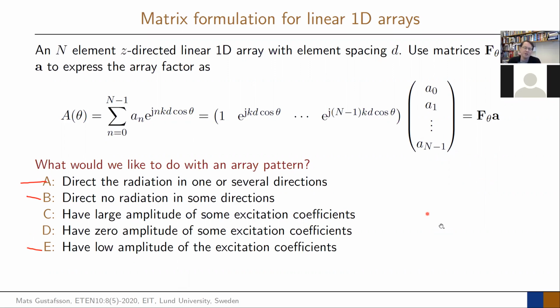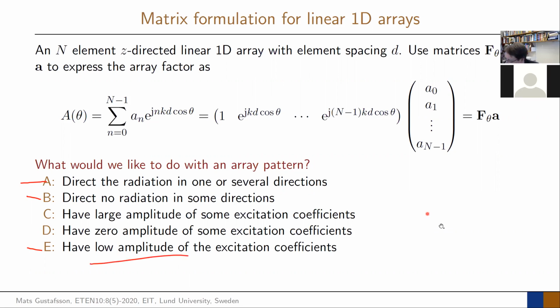And there are many variations of this. I mean, you want to send direction in some user. I have in this direction, I want to send the radiation there. If I have a jammer or I have another user at a different place, I would maybe like to reduce the interference with that one. Then you don't send any radiation in that direction, or at least very low radiation in that direction. Large amplitudes, no, you don't want to have it. Zero amplitude, you typically don't want to have it.